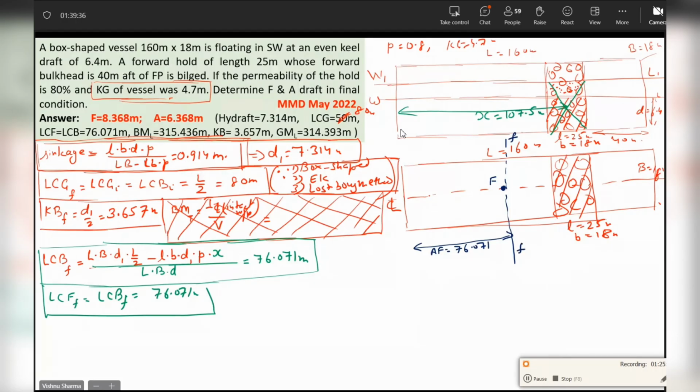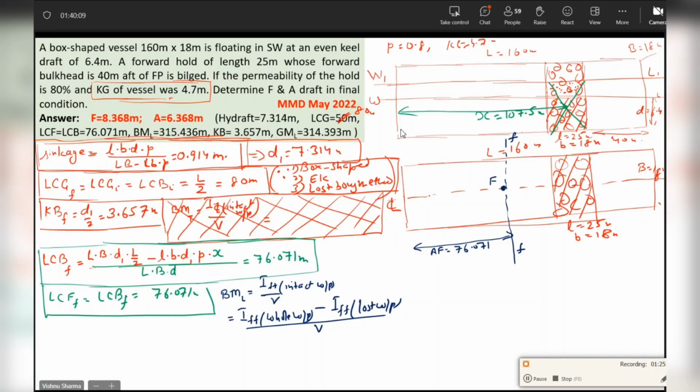Now I write my formula for BML with reference to my diagram. BML will be equal to IFF of the intact water plane by volume of displacement, which in turn would be equal to IFF of the whole water plane minus IFF of the lost water plane, divided by V.